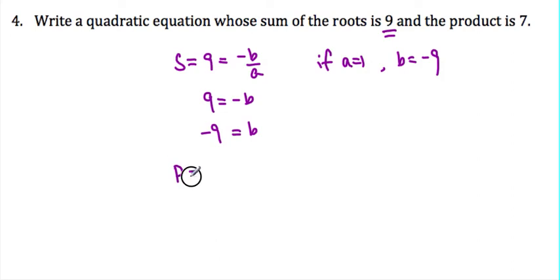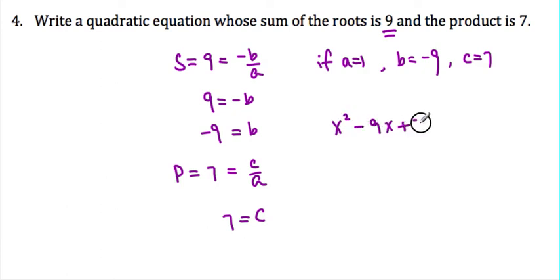Now, since the product is equal to 7, which we know to be c over a, but once again, if a is equal to 1, then this simplifies into c equals 7. So there it goes. And since we know the coefficients of the quadratic equation that we are looking at, our answer would have been x squared minus 9x plus 7 equal to 0. That becomes our answer.